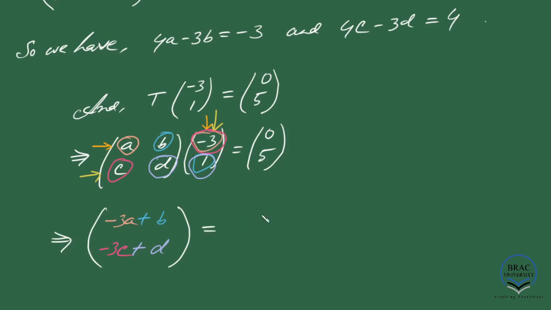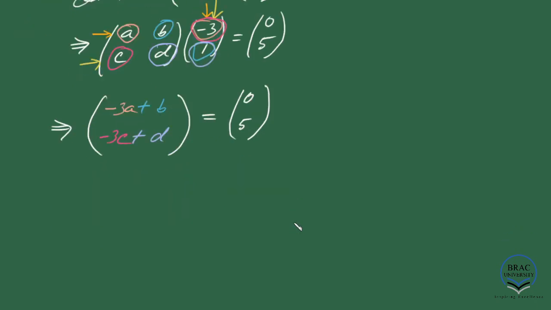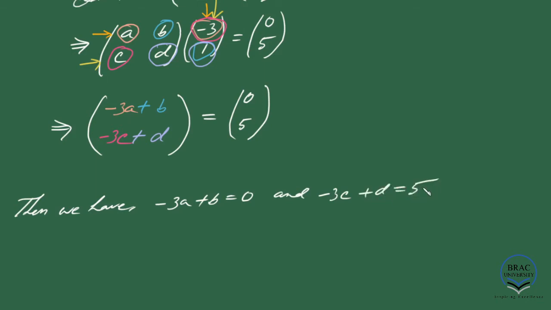And this is equal to what we have on the other side, which is a column vector with entries 0 and 5. Now, from here, we have this equal to this. So I can write negative 3a plus b equal to 0, and this equal to this. So I can write negative 3c plus d equal to 5.